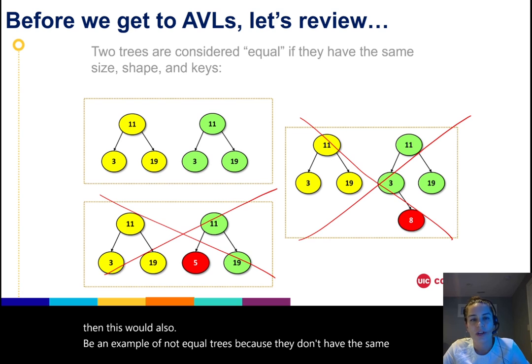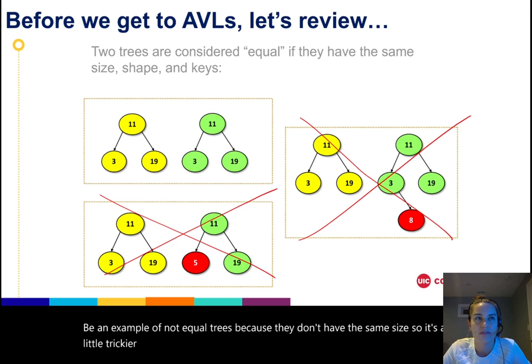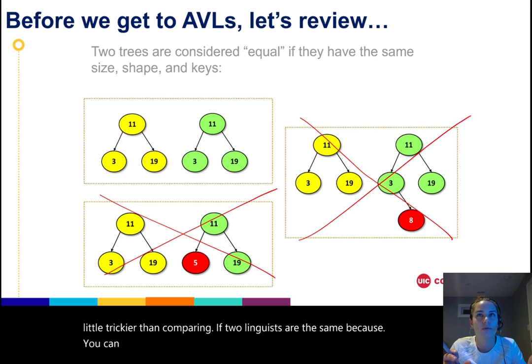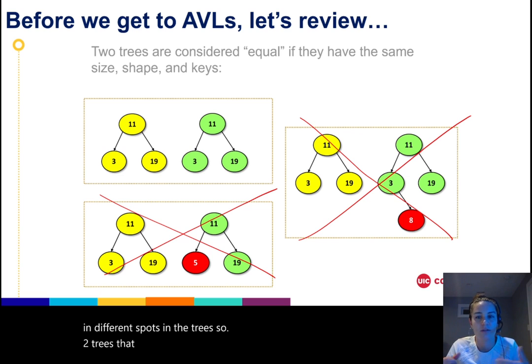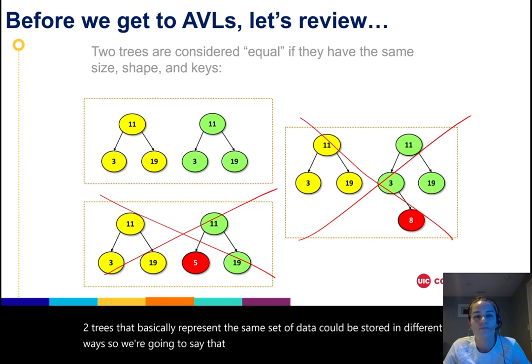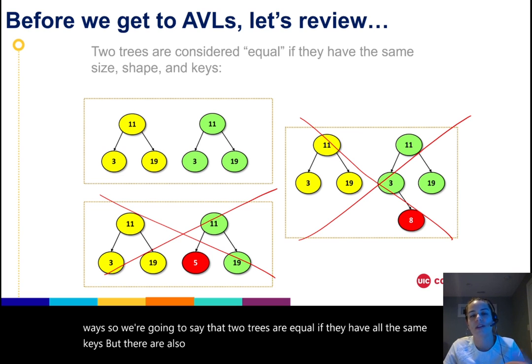So it's a little trickier than comparing if two linked lists are the same, because you can actually have two trees with the same values, but they could be placed in different spots in the trees. Two trees that basically represent the same set of data could be stored in different ways. So we're going to say that two trees are equal if they have all the same keys, but they're also in all the same spots, so they have the same shape.